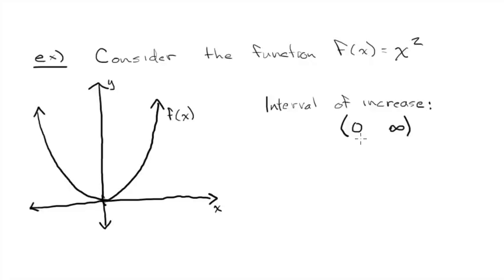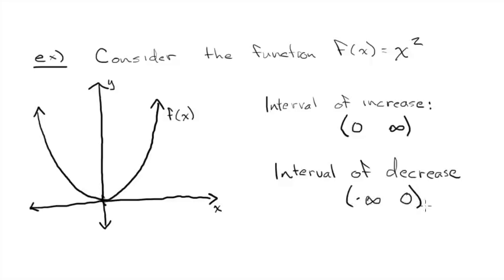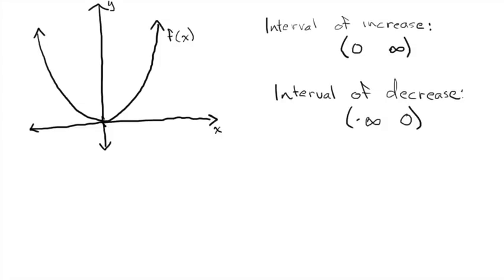So sometimes you'd see that written, you would include 0 in the interval of increase, but for us in our book, we'll follow that convention this year. We'll say it's always an open interval. The interval of decrease, well, this is where we're going down from left to right. So it would be from negative infinity to 0. And again, open interval.